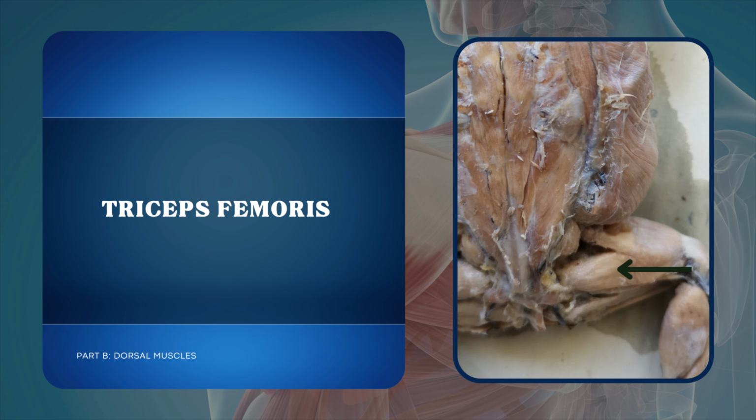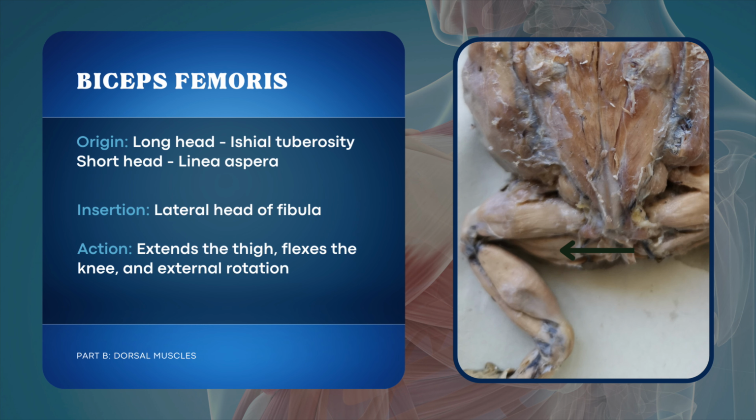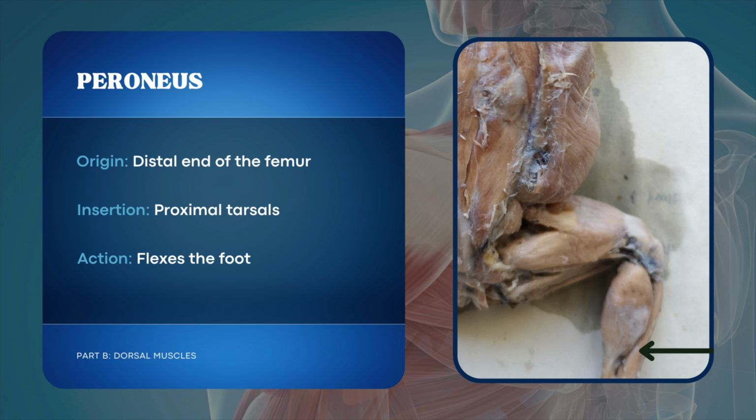Next is triceps femoris, which has been mentioned earlier. Moving on, we have biceps femoris, which has 2 heads. The long head is found on the ischial tuberosity while the short head is found on the linea aspera. They are inserted on the lateral head of fibula and they extend the thigh, flex the knee, and allow external rotation. Lastly, we have peroneus, which is located at the distal end of the femur. It is inserted on the proximal tarsals and it flexes the foot.